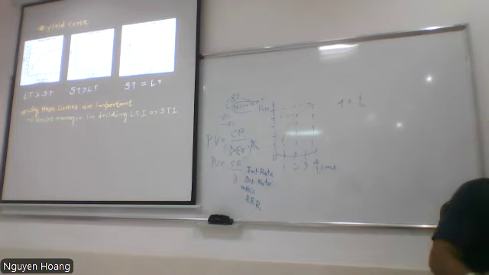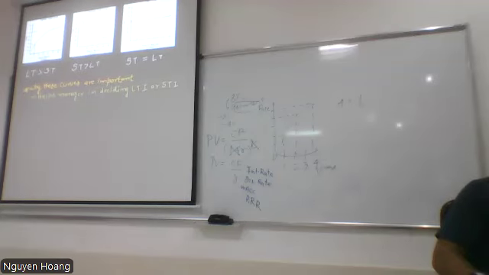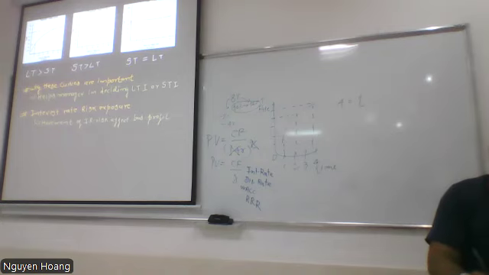So let me write down here. Interest rate risk exposure means movement of interest rate risk affects business profit. Business profitability could be influenced by the movement of interest rate.